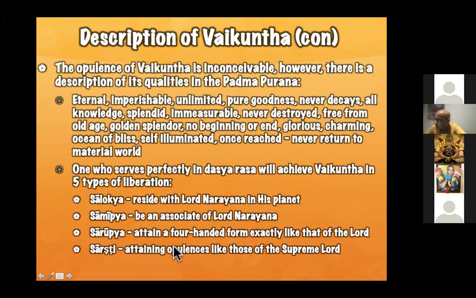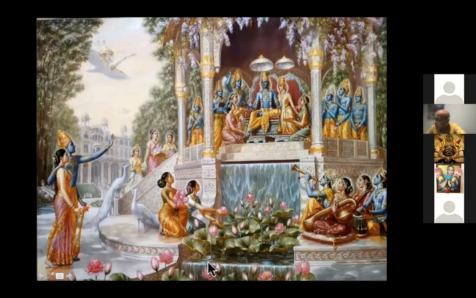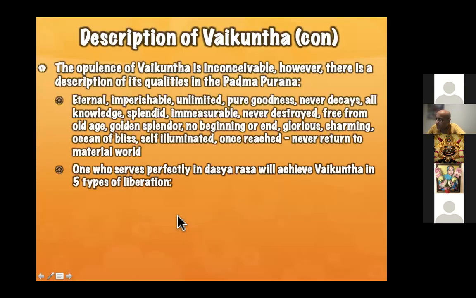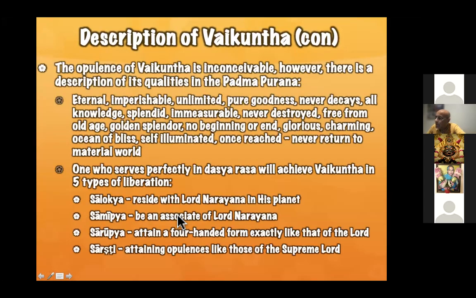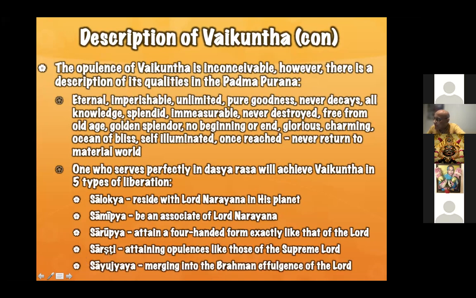If we see in this picture, this painting, there's Vishnu, Narayan is here, but the devotees also have similar forms as Narayan. And then there's Sarshti, attaining opulence like that of the Supreme Lord. And then there's Sayujya, merging into the Brahman effulgence. This is something that devotees don't want to do. But these other four are there as options if a devotee wants.